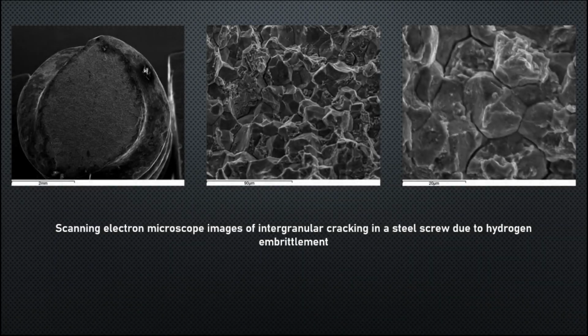And next, I will show you an example of the microstructure of a metal that is exposed to hydrogen embrittlement. These 3 figures show scanning electron microscope images of intergranular cracking in a steel screw due to hydrogen embrittlement.